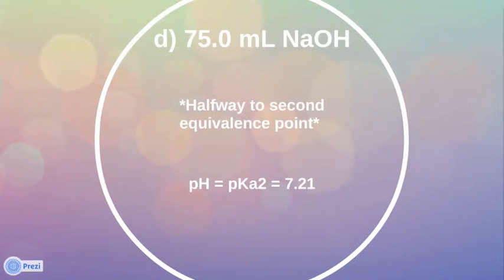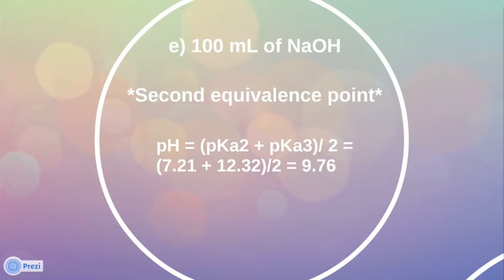When 75 milliliters of NaOH is added, we are halfway to the second equivalence point. Therefore, the pH is equal to pKa2. After 100 milliliters of NaOH has been added, we are at the second equivalence point, so the pH is equal to the average of the second and third pKa's.